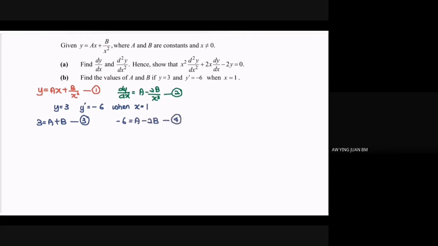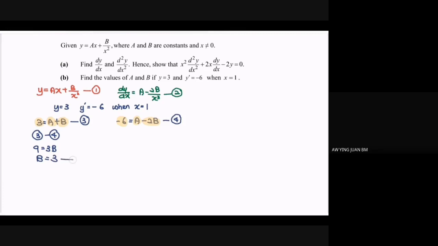So simultaneous equation. So now I'm going to make use of equation 3 minus with the equation 4 so that we can eliminate the variable a. So 3 minus 4, so we will have 3 minus with the negative 6, and we will have 9 equals to a minus a, 0, b minus with negative 2b, and we will have 3b. So where b will be equals to 3.